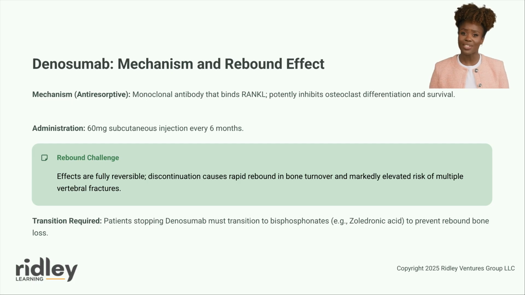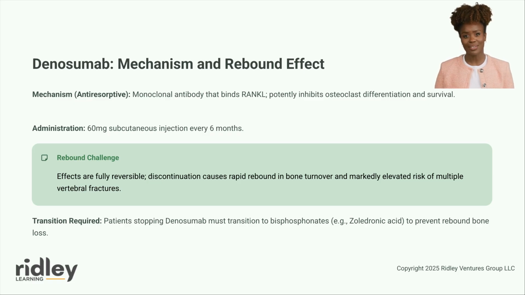This offers a convenient dosing schedule that eliminates the gastrointestinal concerns and complex administration requirements of oral bisphosphonates. Clinical trials have demonstrated that Denosumab reduces vertebral fracture risk by approximately 68%, hip fracture risk by 40%, and non-vertebral fracture risk by 20% over 3 years of treatment.